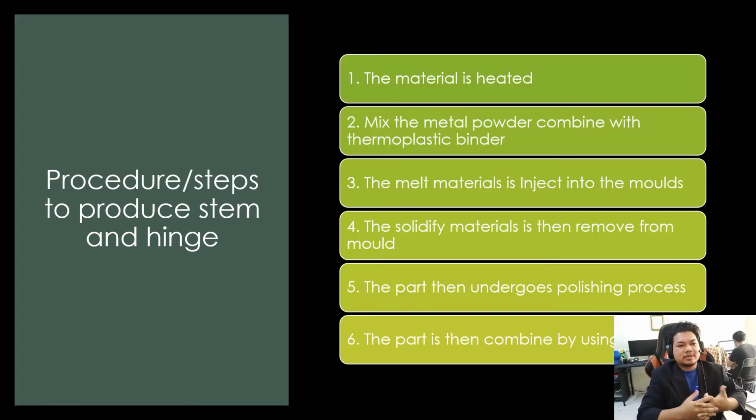The procedure steps to produce the stem and hinge: first the material is heated, then we mix the material and combine it with a thermoplastic binder, then the melted material is injected into the mold. The solidified material is then removed from the mold, then the part undergoes a polishing process, and lastly both parts are combined with a paint. So we can see the procedure includes an injection process and also chemical polishing.